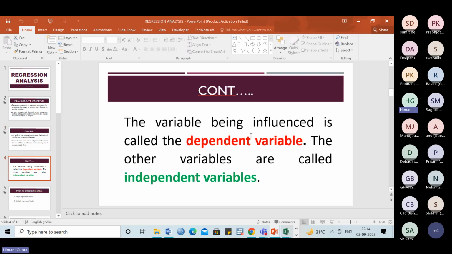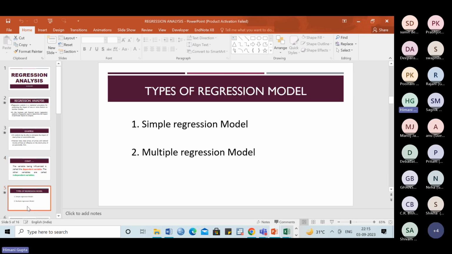So the variable that is being influenced, we will name it as a dependent variable, and the other variables are named as your independent variables. Any doubt till here? No, ma'am.